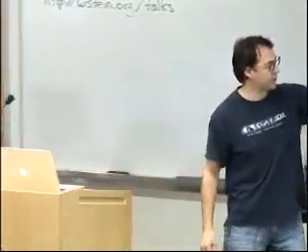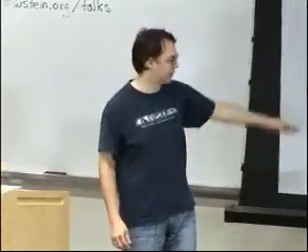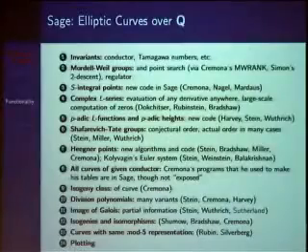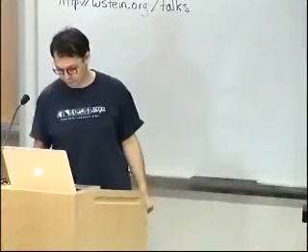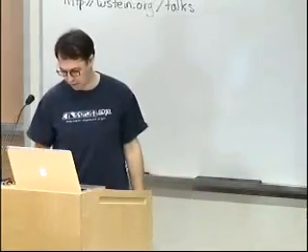Isogenies and isomorphism. So Dan Shumow, I don't know if he's in the crowd here because he works here at Microsoft, but he was a student at UW and he wrote a bunch of code for computing with isogenies as a final project, and it's been refined. Given two curves, you can ask for an explicit isomorphism from one to the other if it exists, etc.